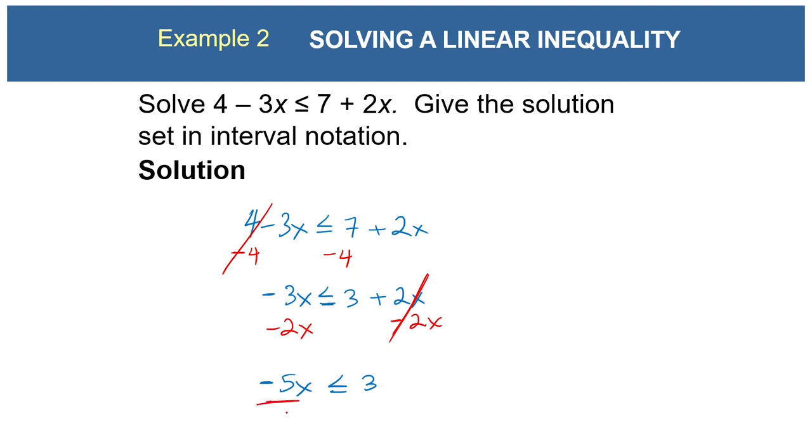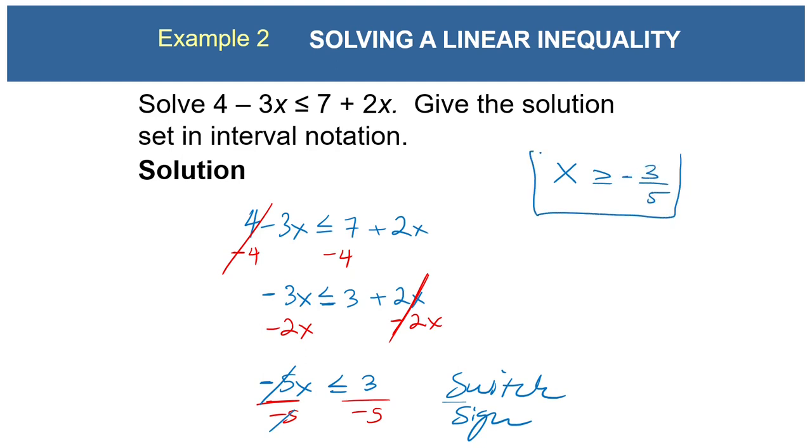Let's divide both sides by negative 5. Again, what happens when we divide by a negative? I gotta remember to switch the direction of the sign. So let's switch the direction. This is going to be x is greater than or equal to negative 3/5 now. So this is my solution as an inequality.